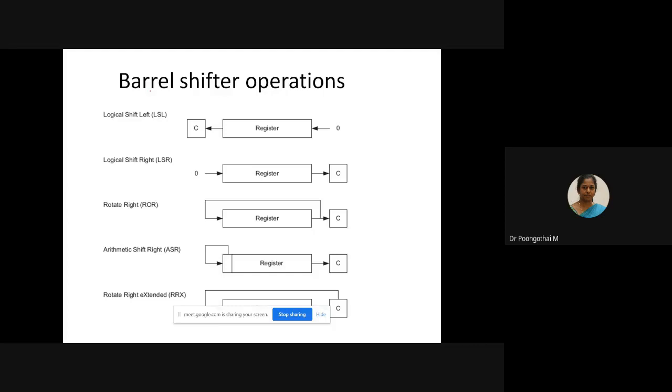So the parallel shifter can perform logical shift left, logical shift right, rotate right, arithmetic shift right, and rotate right extended. Once again.